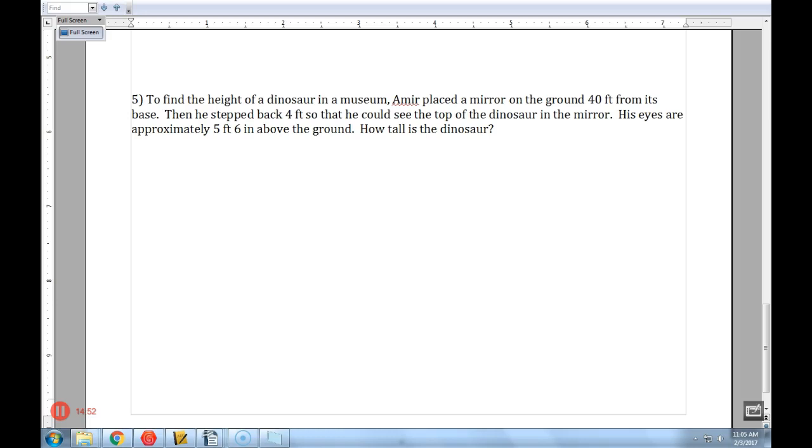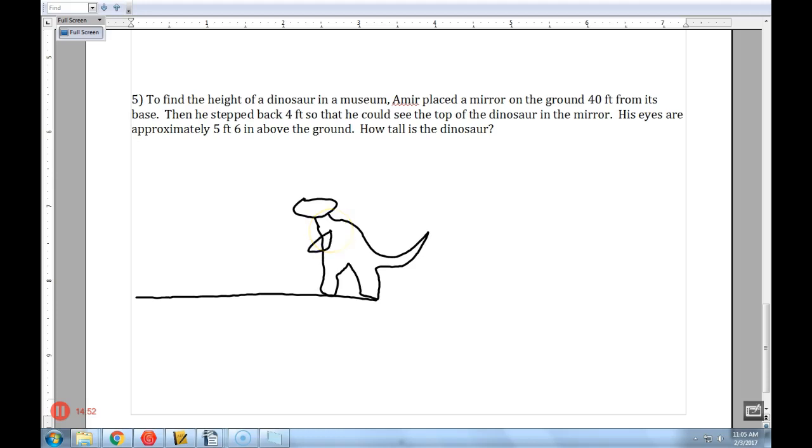If you have the ground, and this problem talks about a museum, it says to find the height of a dinosaur in a museum. And man, I'm not even going to attempt to draw a dinosaur. This is a really bad dinosaur. Some little T-Rex arms. All right, so bear with me. Maybe some teeth and an eye. But we're trying to figure out the height of that dinosaur. And there's no shadows inside the museum.